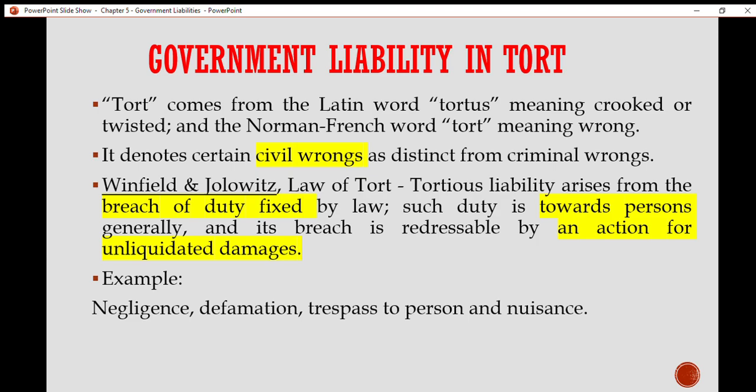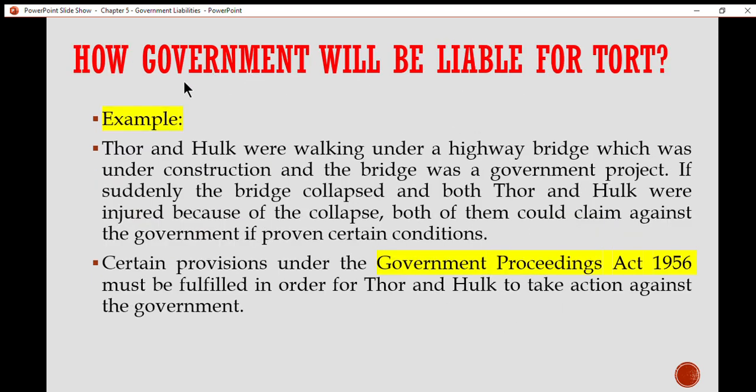So under this topic, we will scrutinize what requirements must be fulfilled by the government if the government's servant committed a tort, for example, the tort of negligence. So how will the government be liable for tort? Example of a situation: Thor and Hulk were walking under a highway bridge which was under construction, and the bridge was a government project. If suddenly the bridge collapsed and both Thor and Hulk were injured because of the collapse, both of them could claim against the government if certain conditions are proven. So what are the conditions?